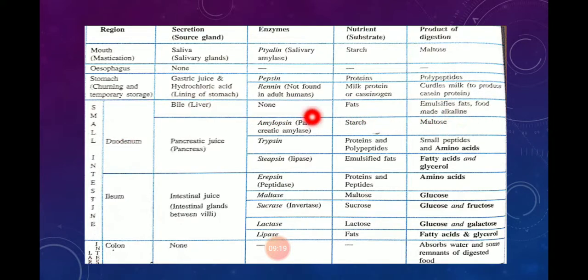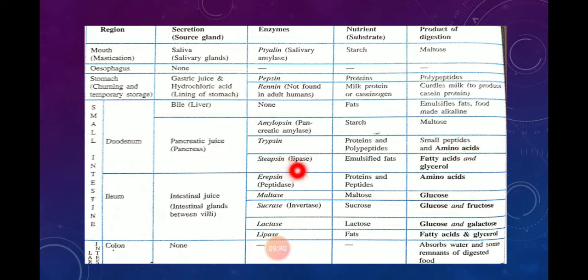Then the small intestine, where the bile juice is poured out by the help of the liver, helps in emulsification of fats. Amylopsin helps in digestion of starch further into maltose. Trypsin helps in digestion of proteins and polypeptides into smaller peptides and amino acids. Amino acids are the smallest units of proteins, just as sugar is the smallest unit of carbohydrates.